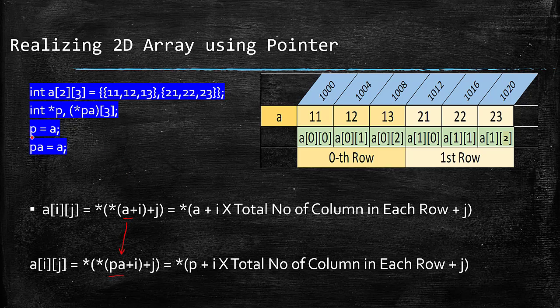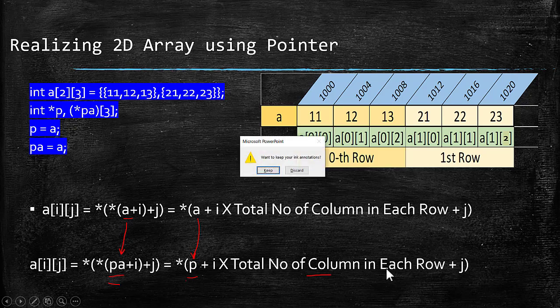Similarly, P is an integer type of pointer which is holding the same value as A. Then we can replace A with P also. So finally, using this notation, we can access the two-dimensional array elements with the help of a pointer to an array, and using this notation we can access the elements of a two-dimensional array using a simple pointer. We are going to see that in an example by running a code.